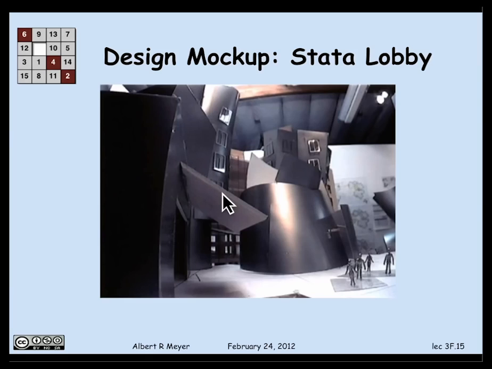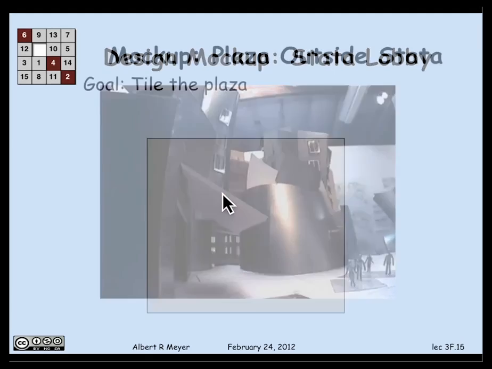Now, the story goes that part of the plan for the student street was to have a plaza that was going to be built out of unit-sized squares, but an uncertain number of them. There was going to be a parameter that determined the size of the square.